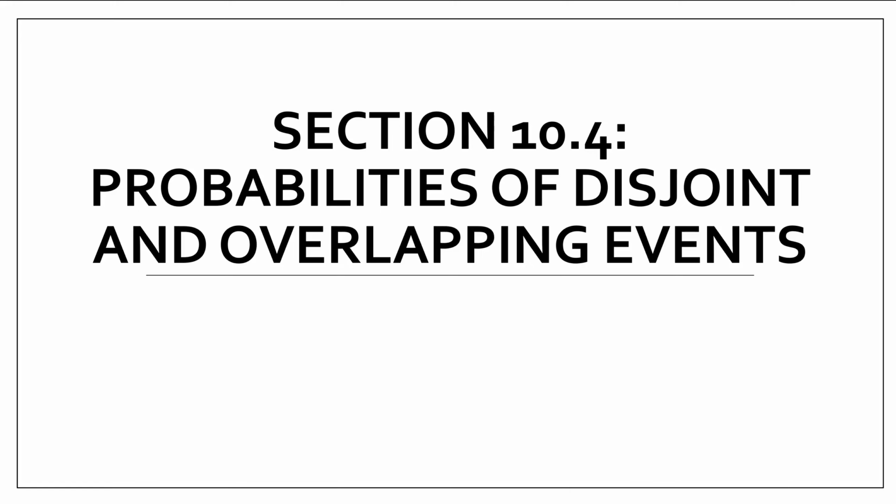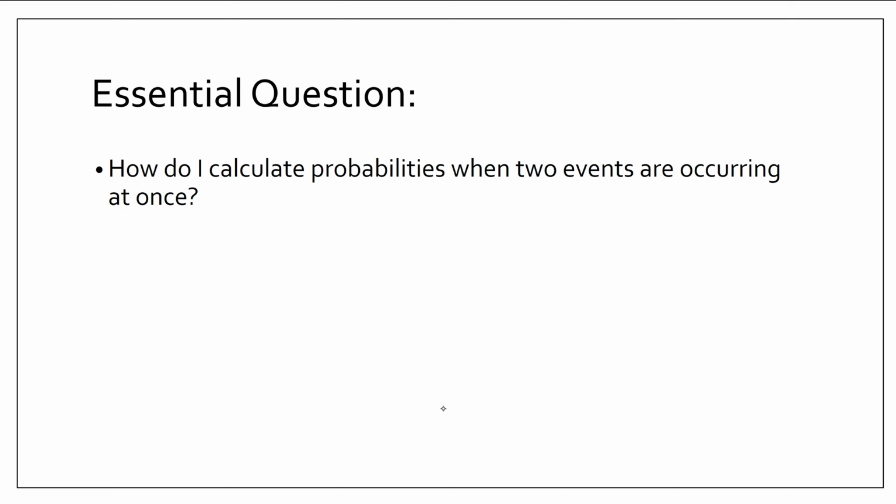All right, section 10.4, probabilities of disjoint and overlapping events. Here's the deal. Probability is easy when it's easy, and then it gets hard when there is more than one thing going on at once. And that's what we're going to start getting into today. It's still logic. You can still think about it, but we're going to need some more advanced tools. So, essential question: how do I calculate probabilities when two events are occurring at once, not just one?